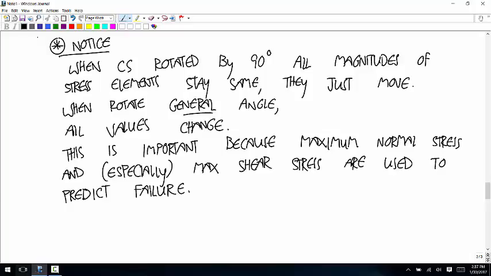Yes, there is. There are sort of intriguing relationships between them. The most positive normal stress and the most negative normal stress are 90 degrees apart. And the maximum normal stress and the maximum shear stress are 45 degrees apart.